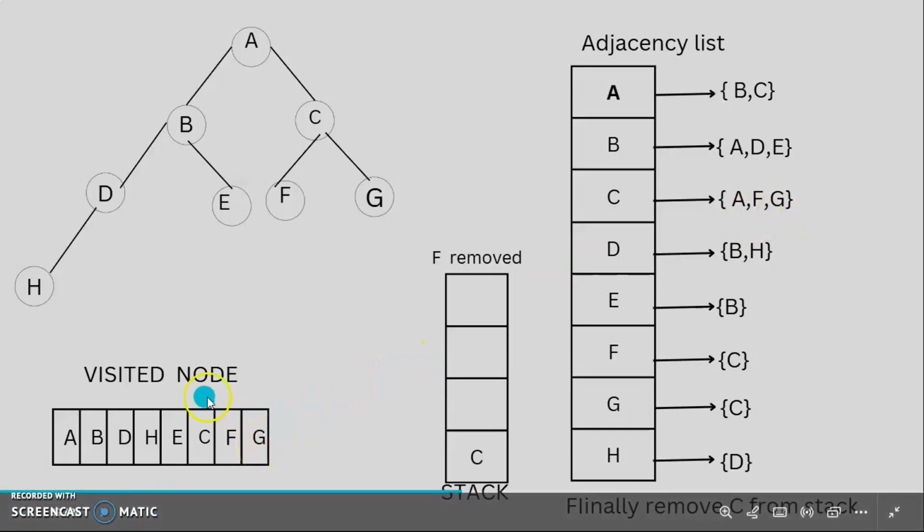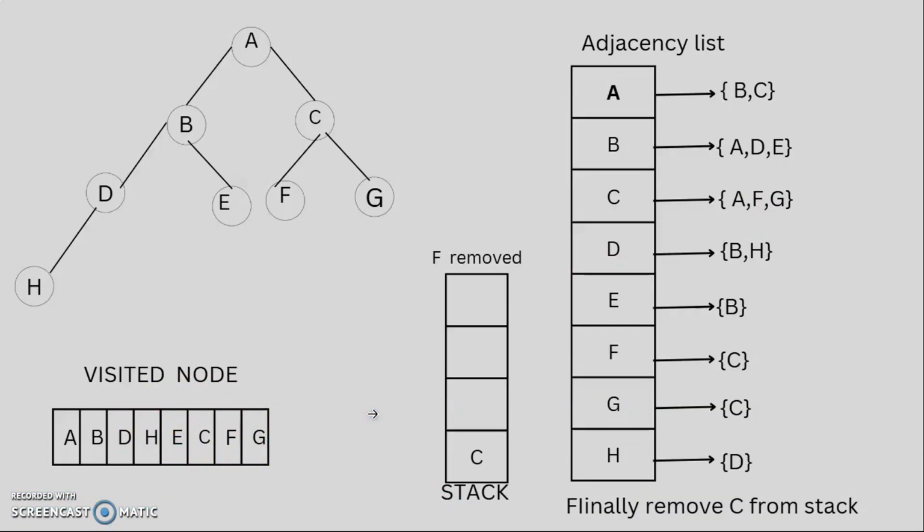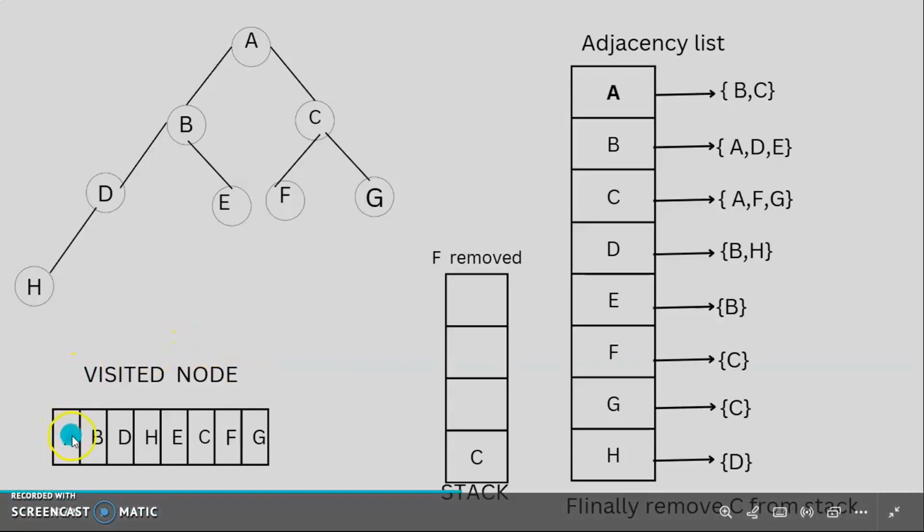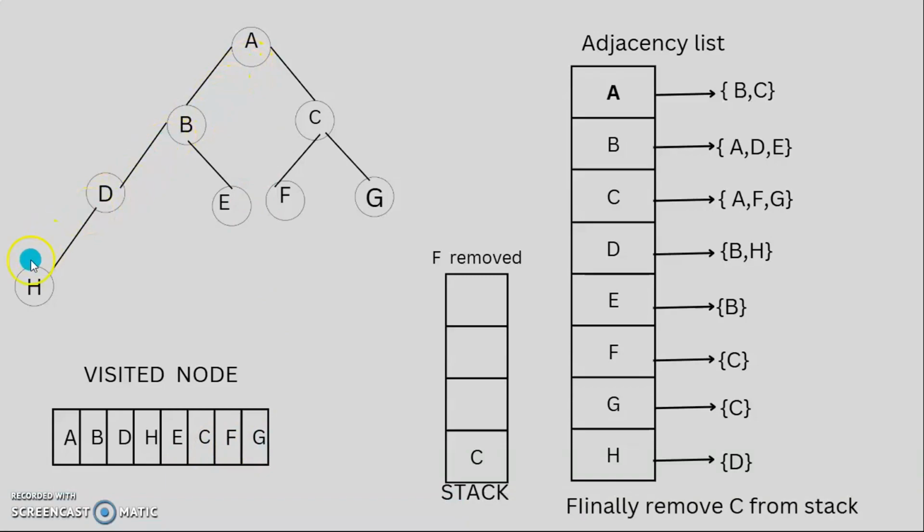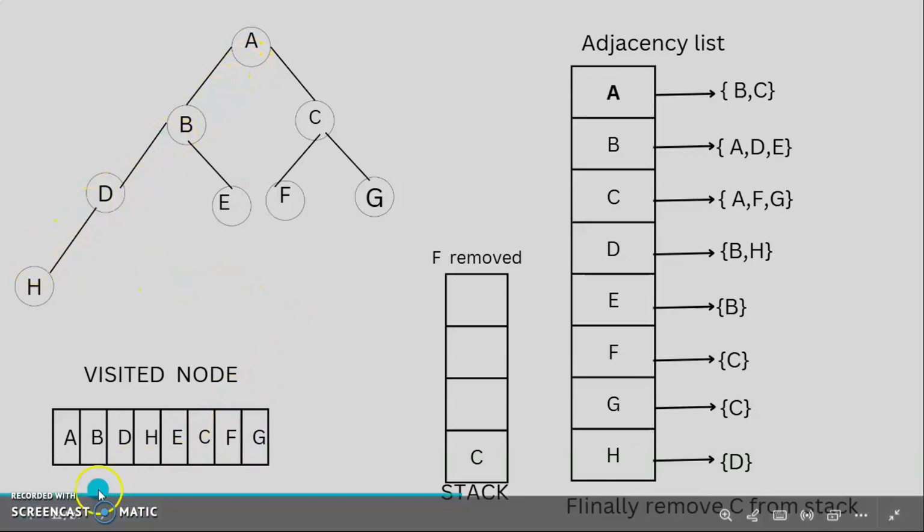As you have visited all the nodes of the graph, we can complete this DFS search. As per the DFS search, the order of the nodes visited is A, B, D, H, then E, C, F, G. That means we go by the depth first search. That is the purpose of DFS.